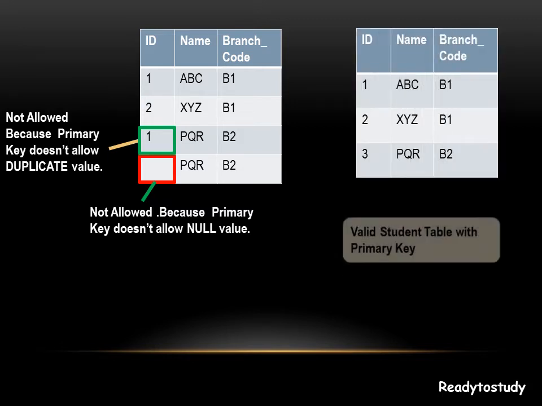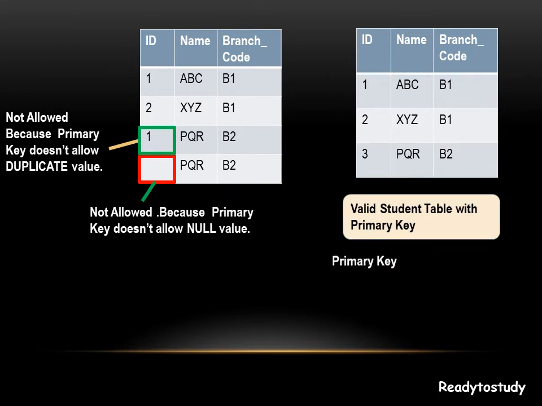So this is a valid student table with a primary key. Here ID is the primary key, and we have entered the data 1, 2, 3. There is not a single repeated value, as well as there is not a null value. So this is a valid student table with a primary key.